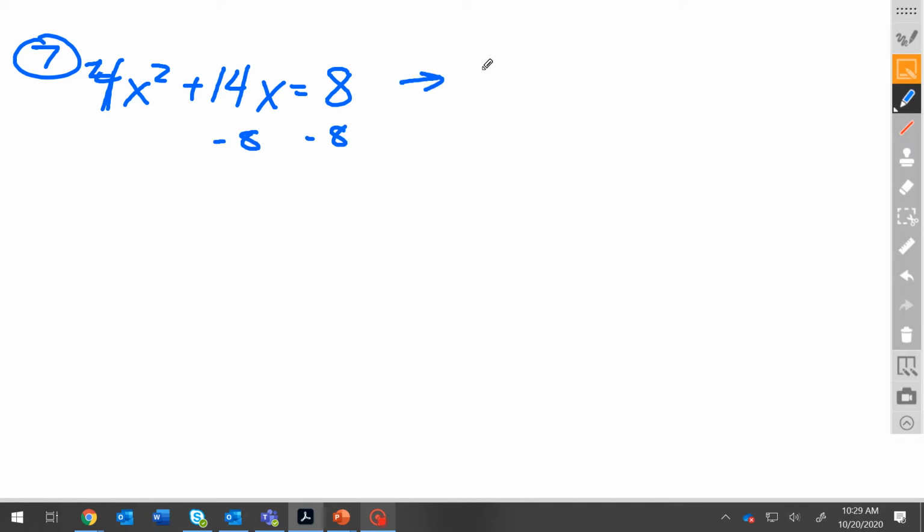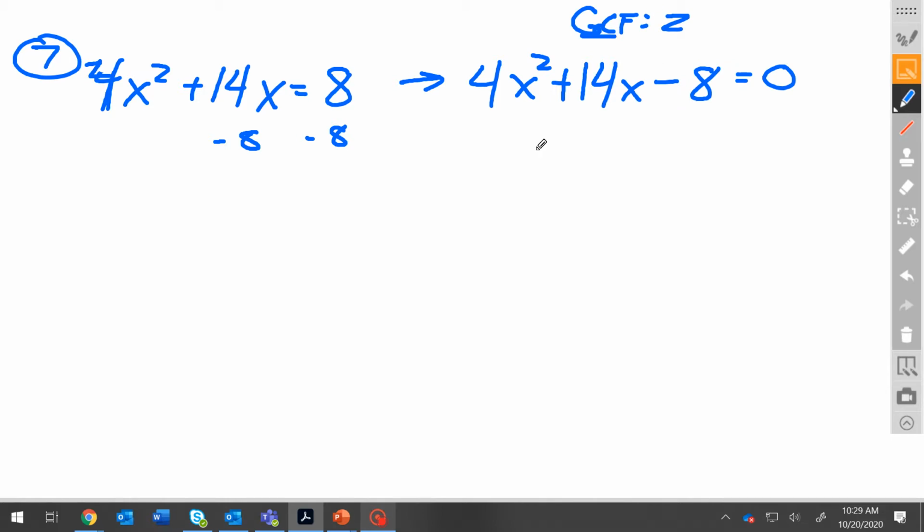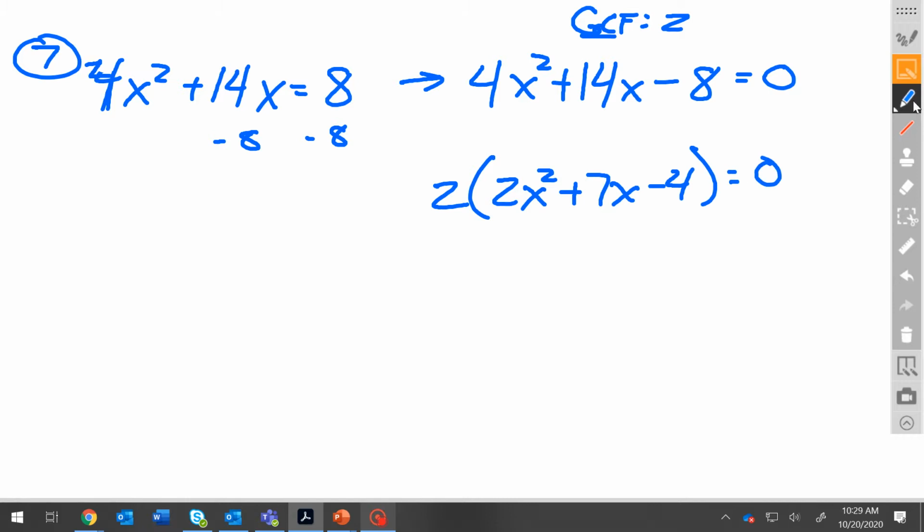7. 4x squared plus 14x equals 8. Alright, 8's on the wrong side. 4x squared plus 14x minus 8 equals 0. Factor out the GCF. This one has a GCF of 2. So 2 comes out. 2x squared plus 7x minus 4 equals 0.